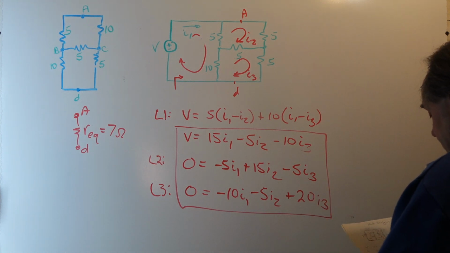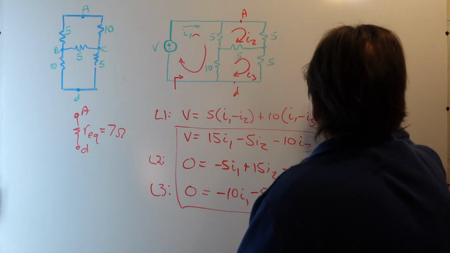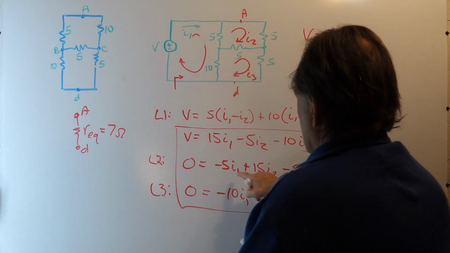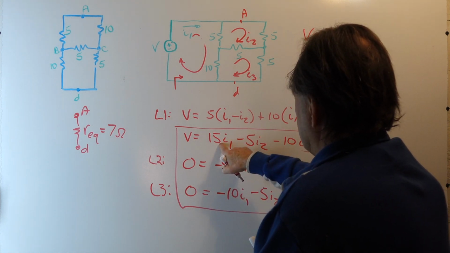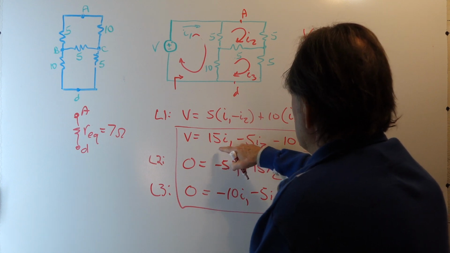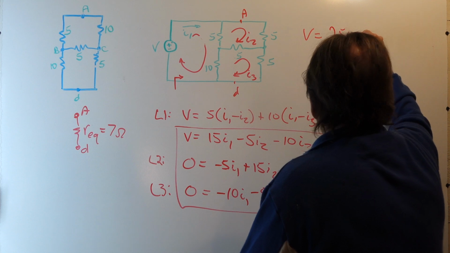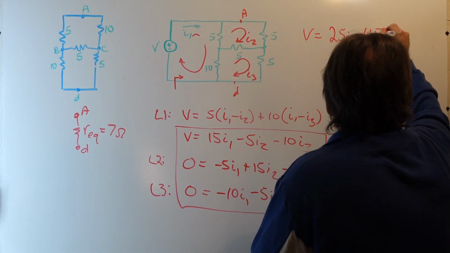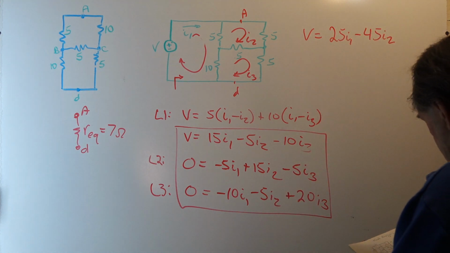So writing, if I take twice this row and subtract it from this row, I get V is equal to, we have minus 10 subtracted from 15, so we get a 25 plus 25 I1, and then minus 45 I2. And the I3s drop out in that case.